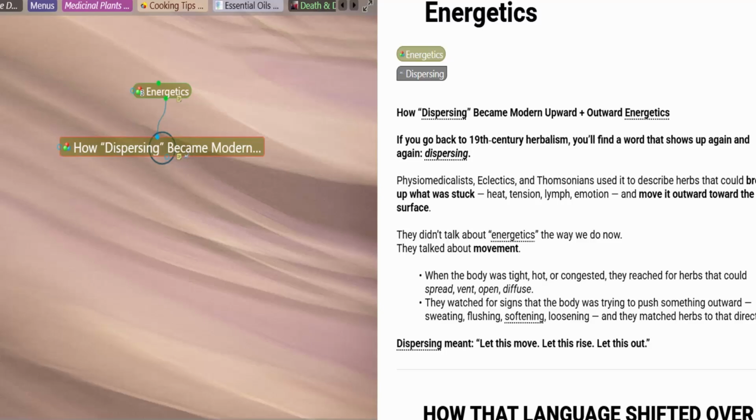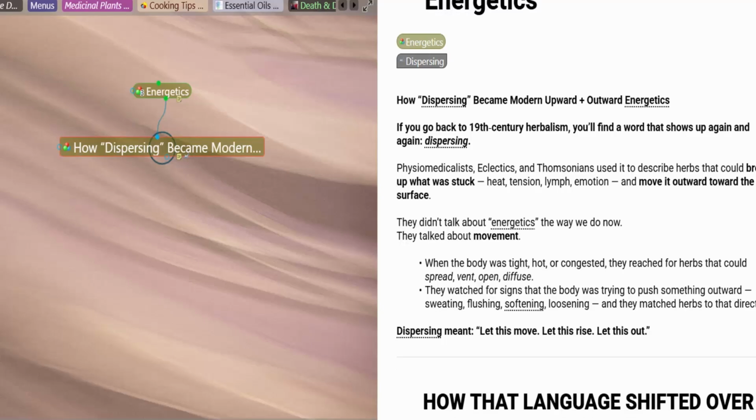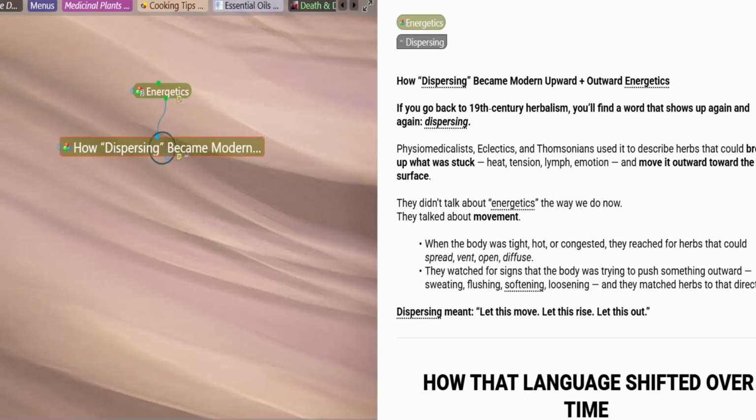They did not talk about energetics the way we do now. They talked about movement. When the body was tight, hot, or congested, they reached for herbs that could spread, vent, open, and diffuse, and they watched for signs that the body was trying to push something outward. And those would be things like sweating, flushing, softening, loosening, and they matched herbs to that direction. Dispersing meant, let this move, let this rise, let this out.